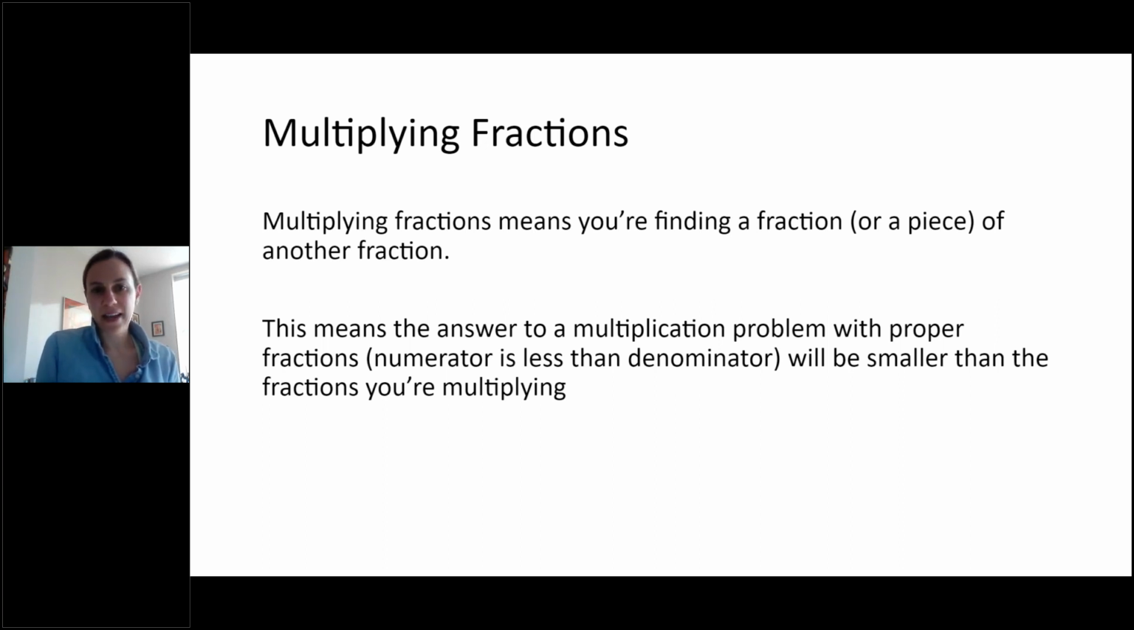So if I'm multiplying two pieces together, I know that the answer is going to be smaller. And now this is when we're working with proper fractions, okay? That's when fractions have the lower number in the numerator. That's a proper fraction. When I have two proper fractions and I'm multiplying them together, I know that the product is going to be smaller than the two fractions I'm multiplying together. And the product is the answer, okay? And the reason for that is because I'm looking for a piece of an existing piece. And so that piece is going to be smaller.